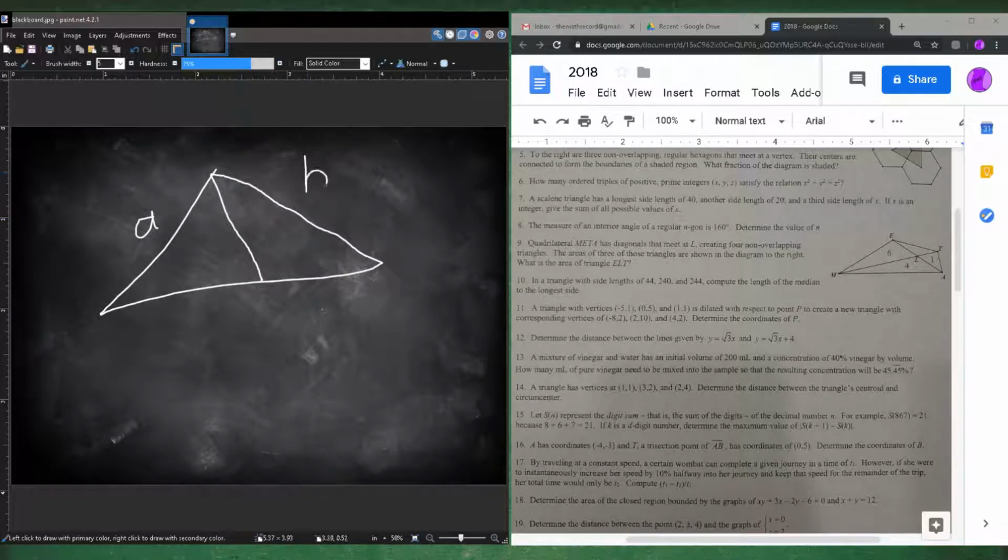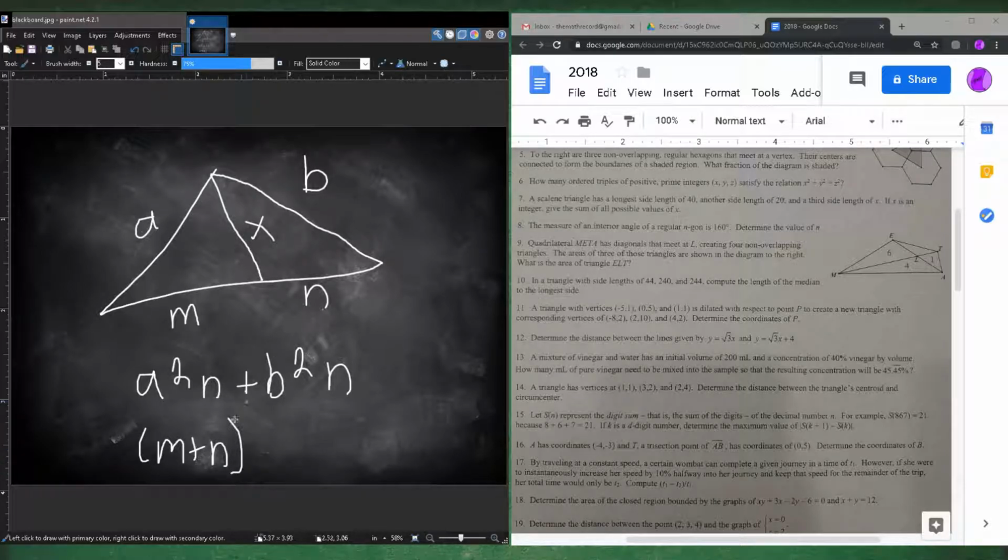Let's call this A, we call this B, we call this X, and we call these M and N, and this entire side length is M plus N. I kind of drew this a little bit too big. Just remember that's M plus N. So the formula is A squared times N plus B squared times M, which is the same thing as M plus N, the entire side length, times X squared plus M times N times M plus N.